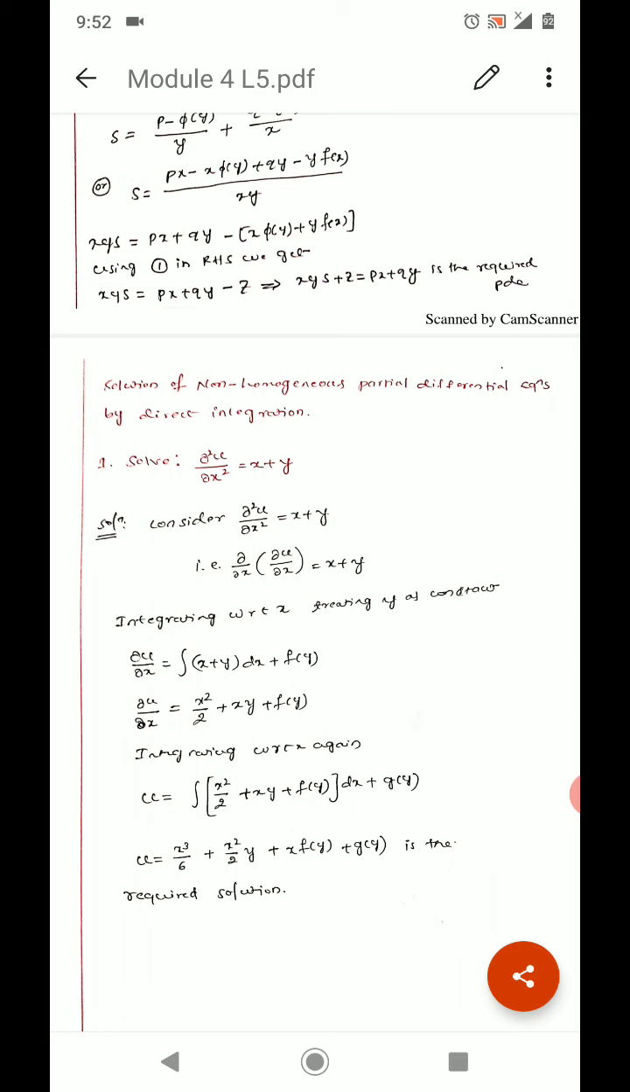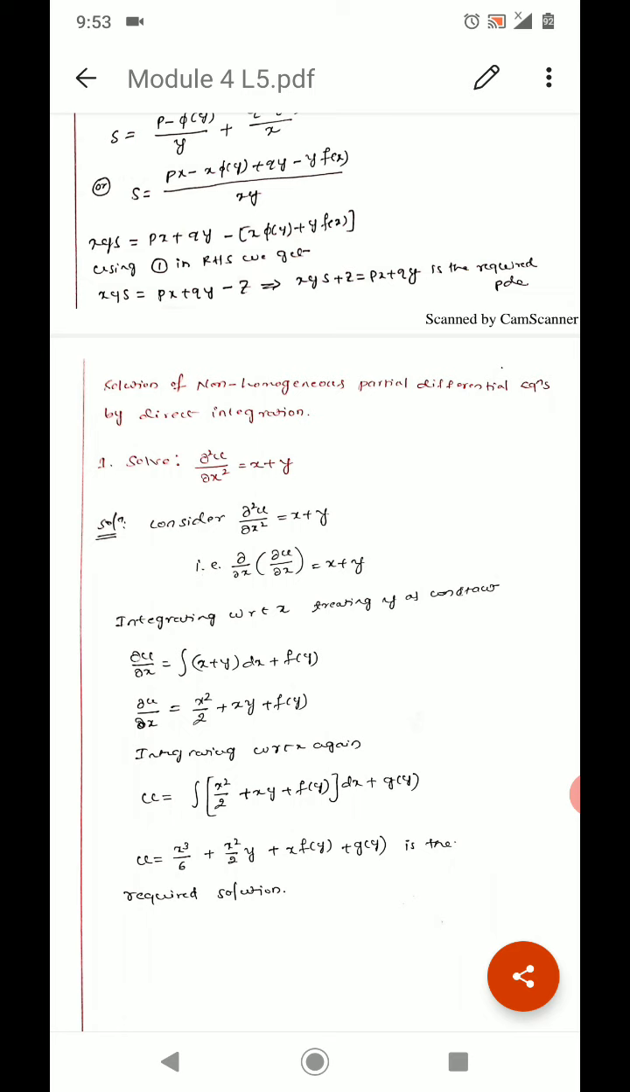Which implies del u by del x is equal to the integration of x with respect to x, which is x square by 2, plus the integration of y with respect to x, which is xy, plus f of y. So again, to eliminate del u by del x, integrate with respect to x. So we obtain u is equal to the integration of x square by 2 plus xy plus f of y.